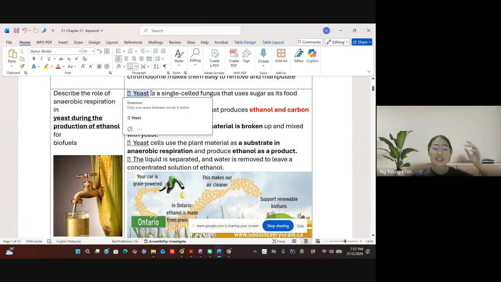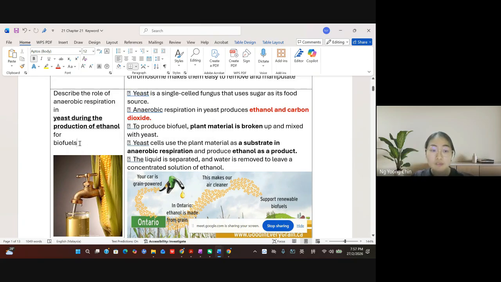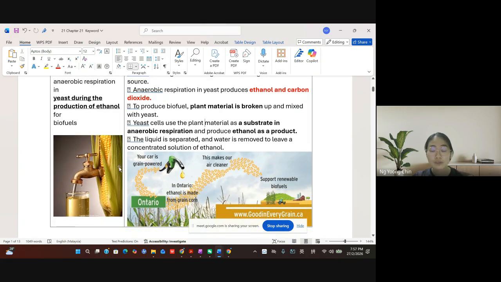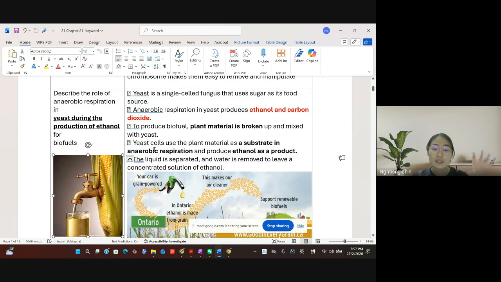Okay, so it's like this. How can you make biofuel? It is from plants. What kind of plant? For example, corn or wheat, any kind of plant. The plant will undergo fermentation because of what is inside it, for example, the corn.